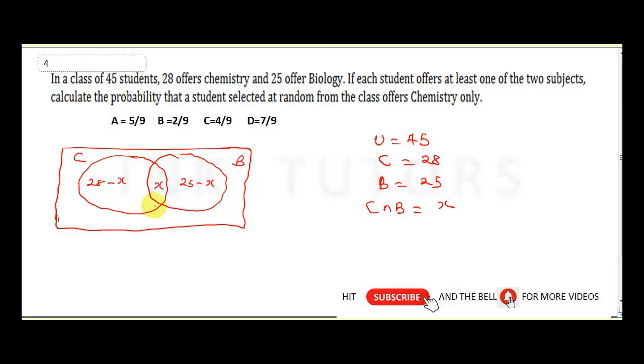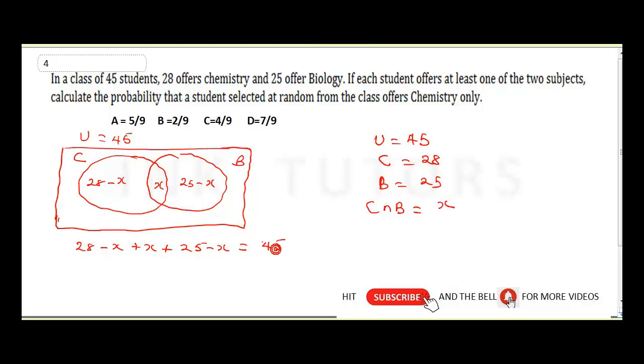Now, I don't think there's anybody that does not offer, because the question says if each student offers at least one of the 2 subjects. So we don't have anybody not offering any of the 2 subjects. So now our U, remember our U is what? 45. So when we sum up everything in the elements, we're going to get our u. So this is going to be 28 minus x plus 25 minus x to give us our u, which is 45.